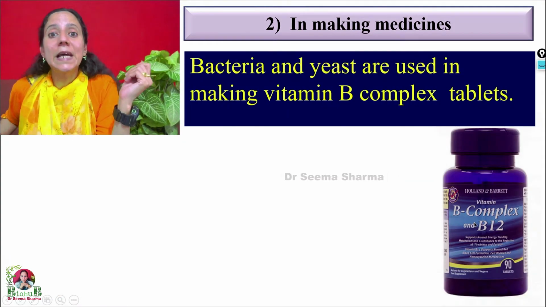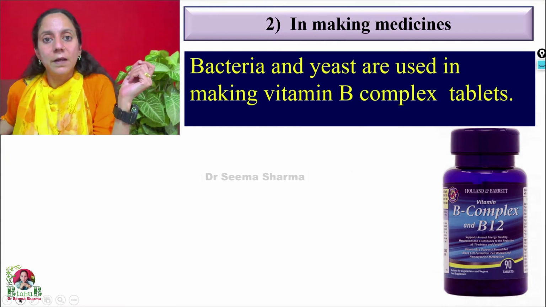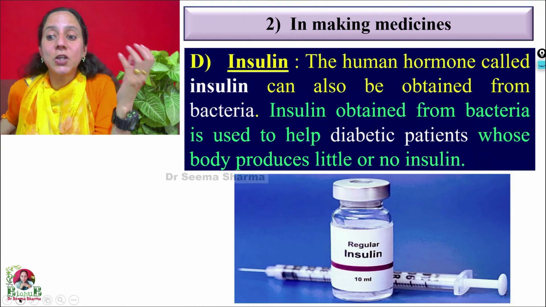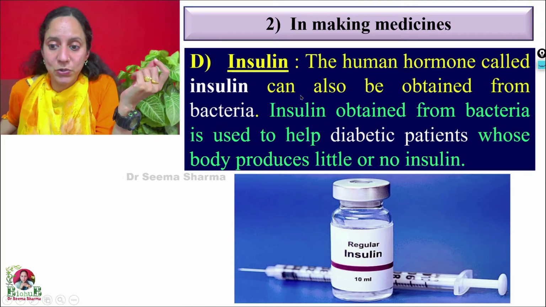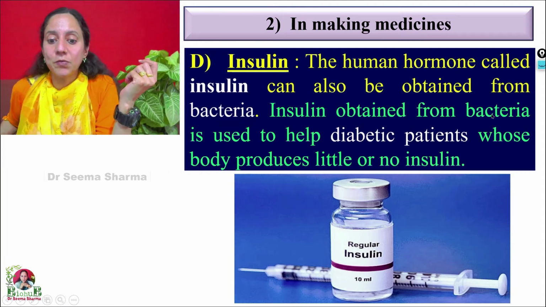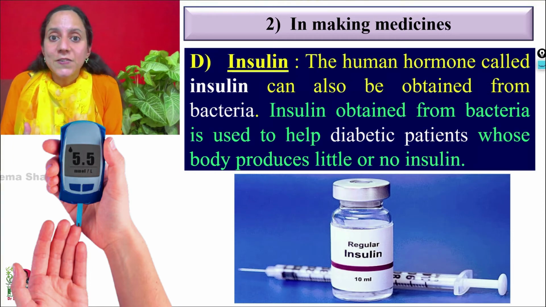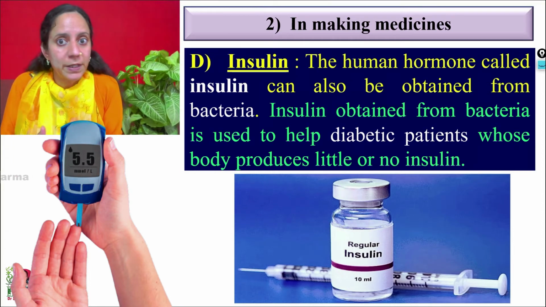Bacteria and yeast are used in making of vitamin B complex tablets. Another interesting thing is that the human hormone called insulin can also be obtained from bacteria. So insulin obtained from bacteria is used to help diabetic patients. It regulates the amount of sugar in the blood.